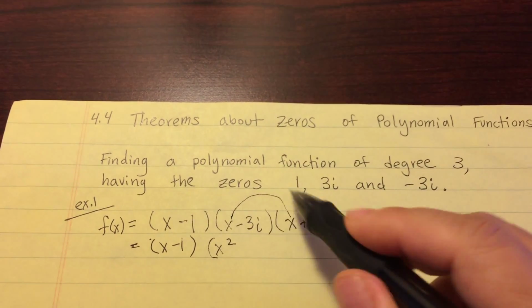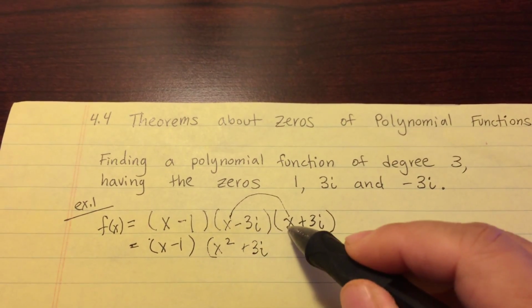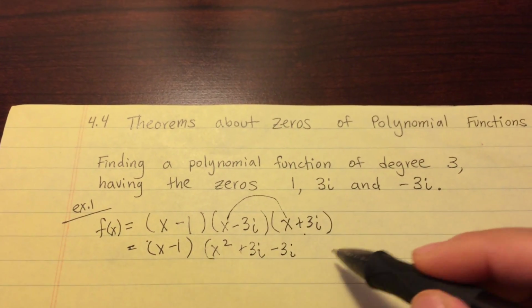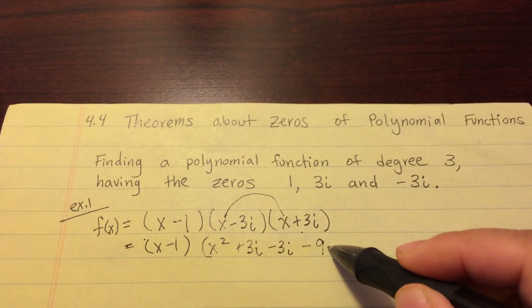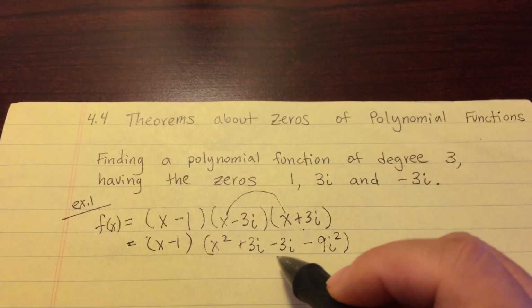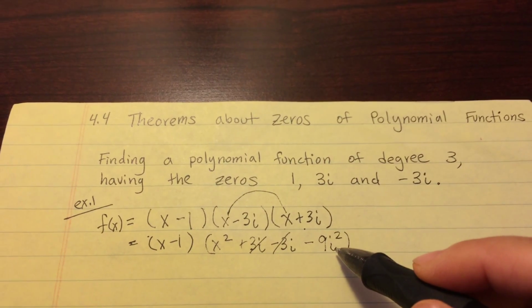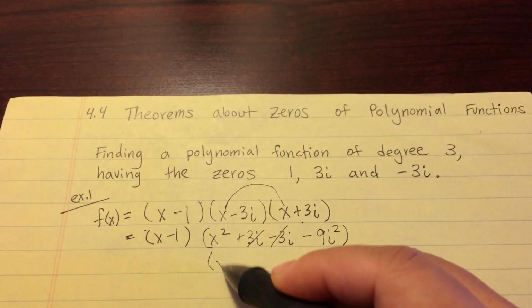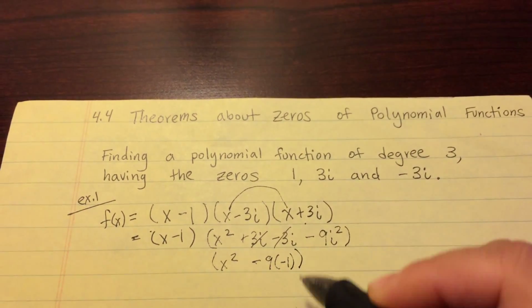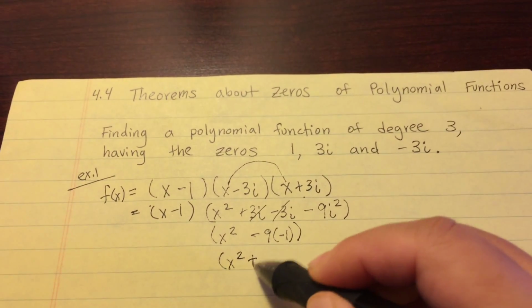Then x times 3i gives us positive 3i. Then negative 3i times x gives us negative 3i. And the last one, negative 3i times 3i, gives negative 9, i times i is i squared. From there we combine like terms. The middle terms cancel out. Then, going back to the previous chapter, we can substitute i squared with negative 1. So that becomes minus 9, and this is negative 1 right here, so then this becomes a positive 9. So it becomes x squared plus 9.